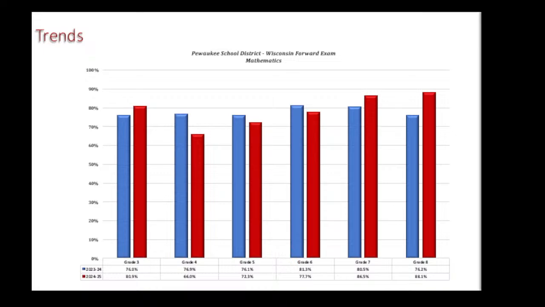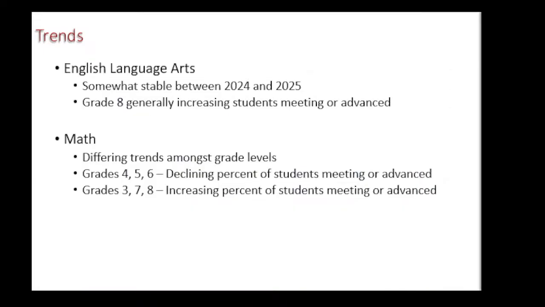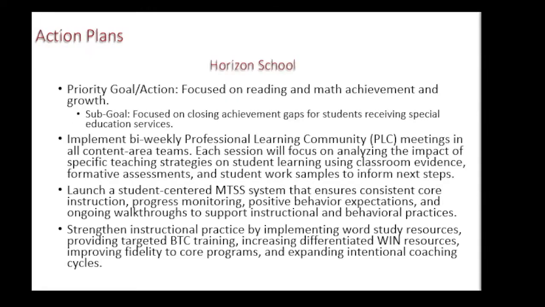And so those are the summaries of those trends we just talked about, with English Language Arts mostly stable, grade 8 standing out a little bit. Math, grades 4, 5, and 6 declining percents of students meeting or advanced. Grades 7, 3, 8, and 3 increasing percent of students meeting or advanced. And then we have some action plans from this data at Horizon School that Anthony is going to talk about.